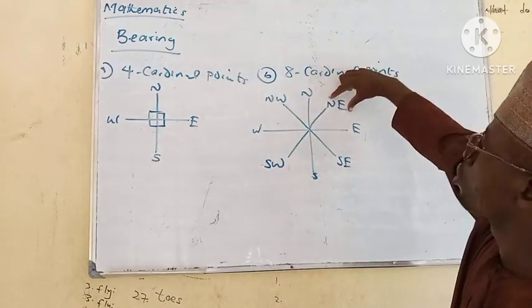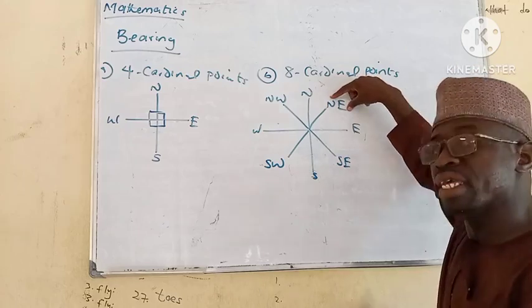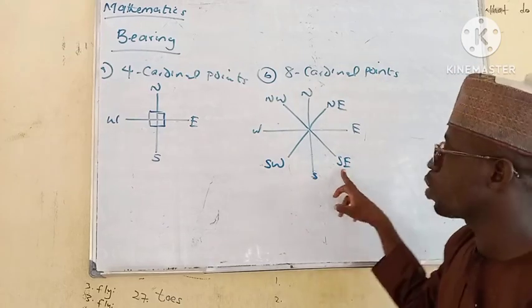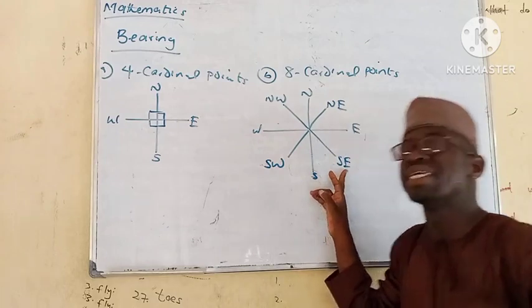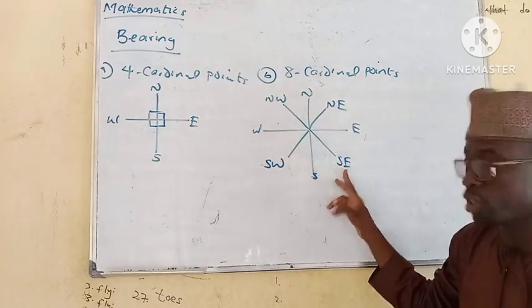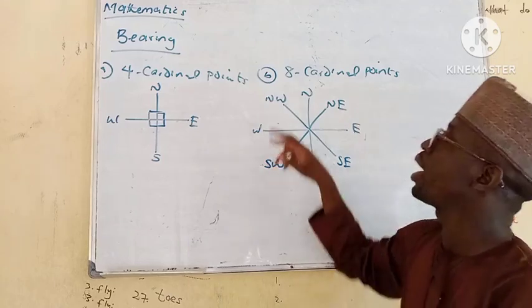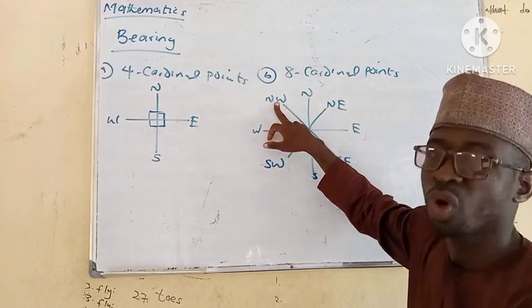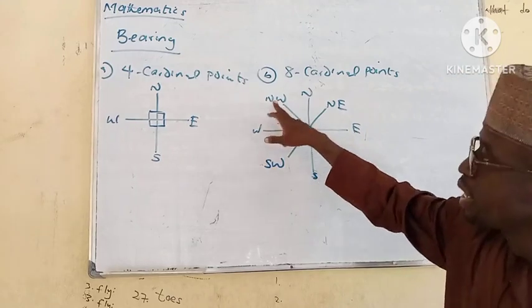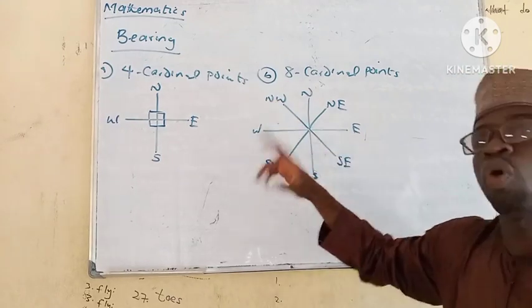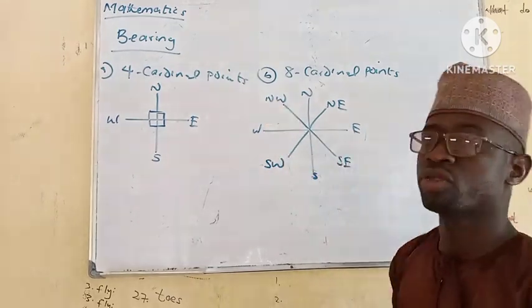And in this case, it is called northeast. This one is called southeast, and it is not called east south. This one is called southwest, but not west south. And this one is northwest, but not west north. Meaning that we don't have the opposite of these.